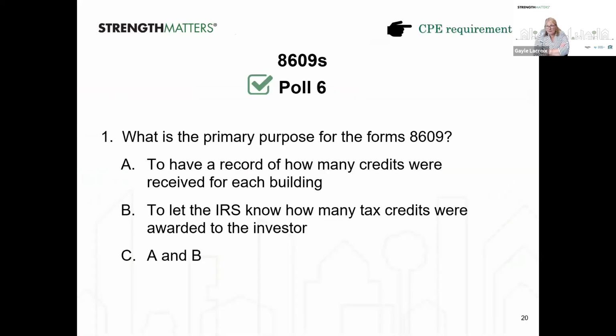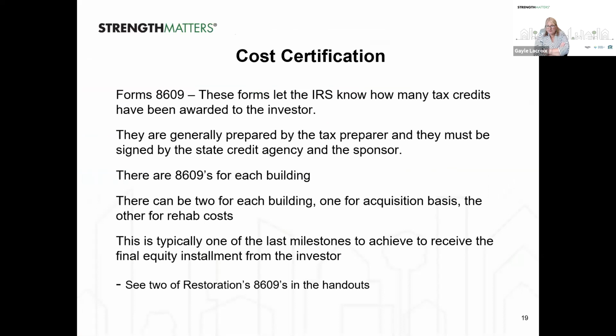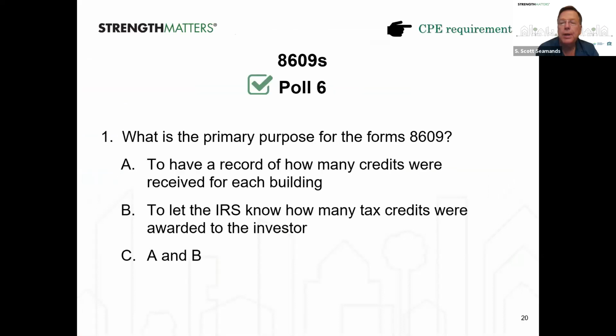All right. So I think we're ready for poll number 6. What's the primary purpose for the forms 8609? A, how many credits were received for each building; B, to let the IRS know how many tax credits were awarded to the investor; or both?